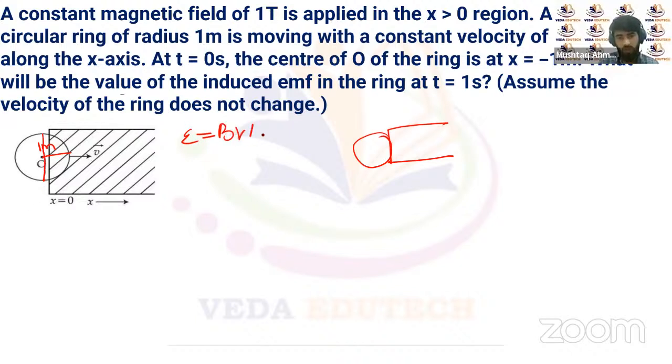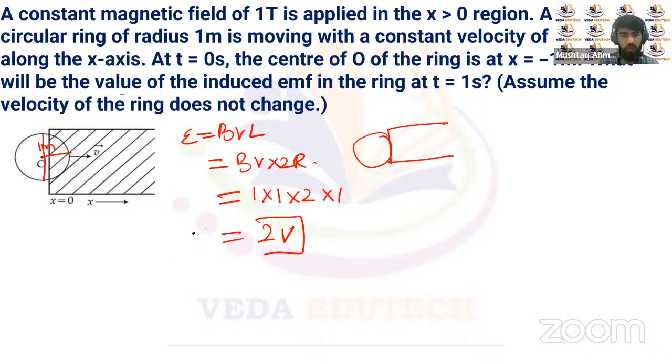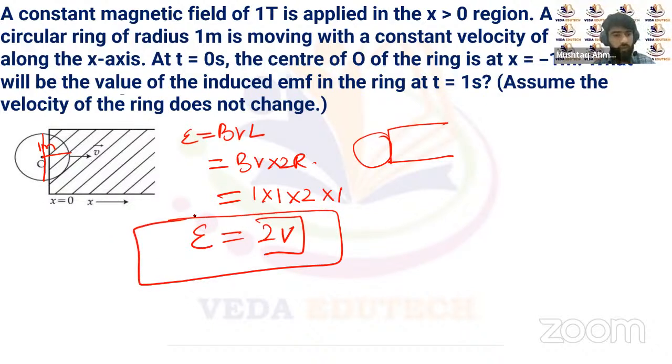It will be BvL. So we can write L equal to 2R. So it will be B multiplied by v into 2R, right? So this will be the induced EMF. The value of B is given as 1 Tesla, the velocity is 1 meter per second, and the radius is also equal to 1. So 2 volts is the induced EMF. So induced EMF in 1 second will be equal to 2 volts, right?